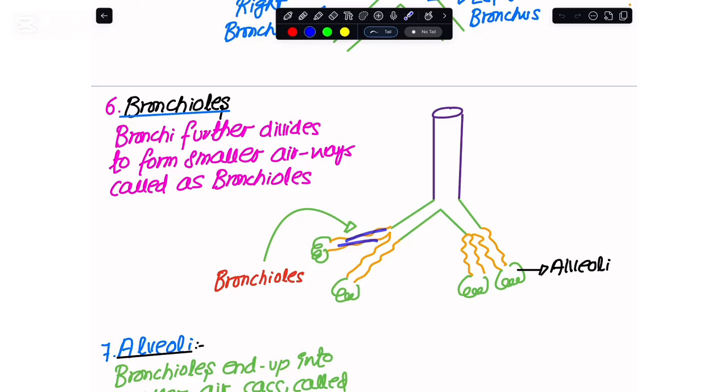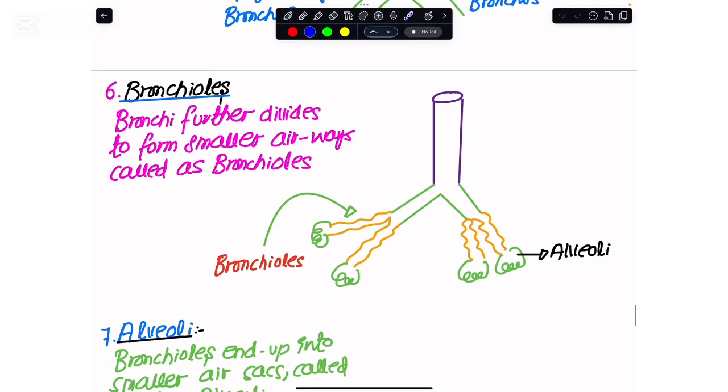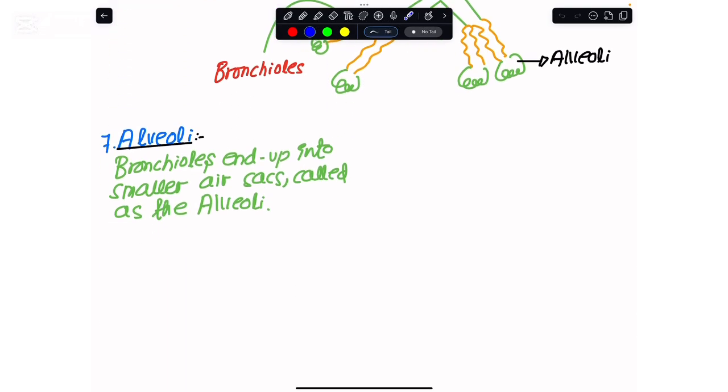And you see that from the bronchioles, the air is coming into these air sacs that we have, and these air sacs fill up with air and are where the gaseous exchange would take place. So these are the alveoli. So for the alveoli, what we would say is that the bronchioles that we have got would end up making the smaller air sacs, and these smaller air sacs are the alveoli with us.